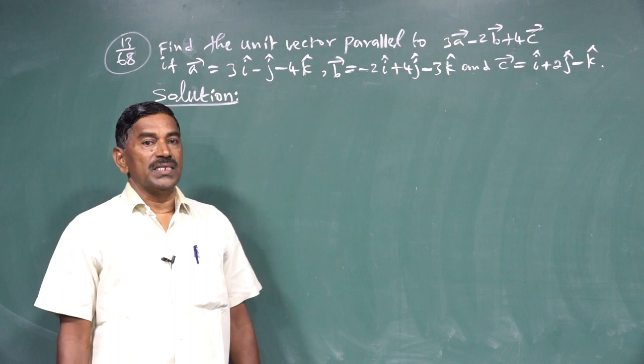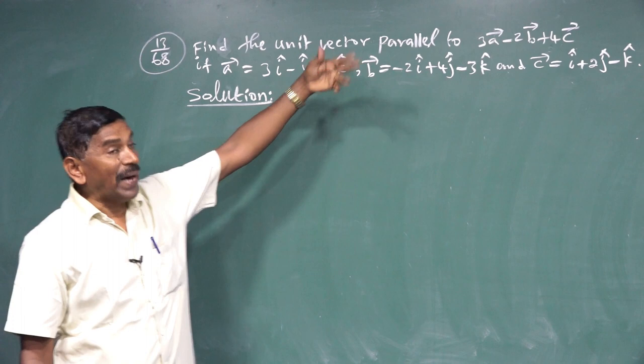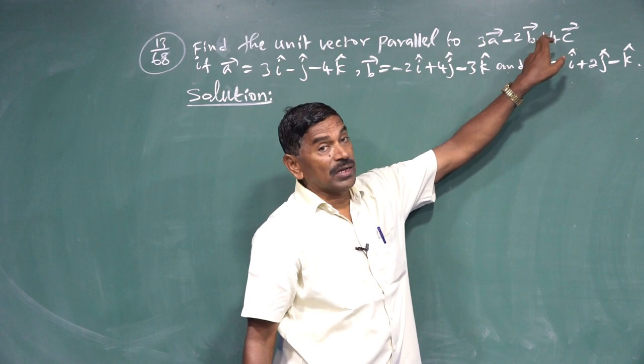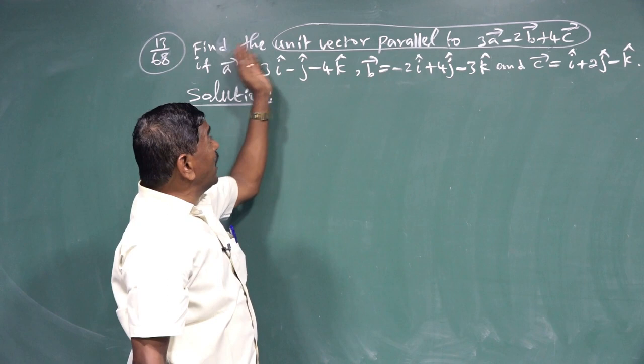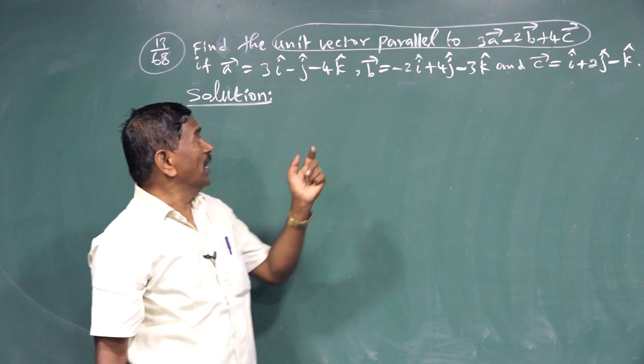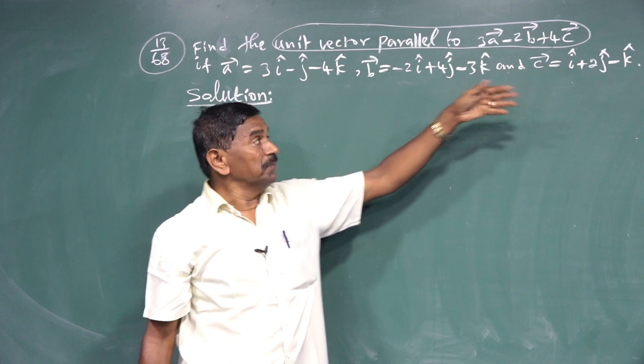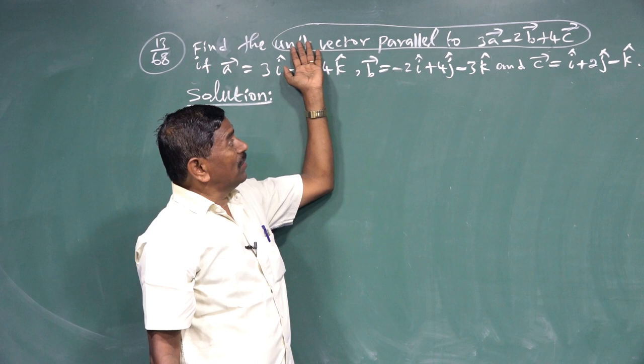Children, listen. Now that is exercise 8.2. Find the unit vector parallel to 3a vector minus 2b vector plus 4c vector. Find the unit vector parallel to. That is important. If a vector, b vector, c vector are given, find the unit vector parallel to 3a vector minus 2b vector plus 4c vector.